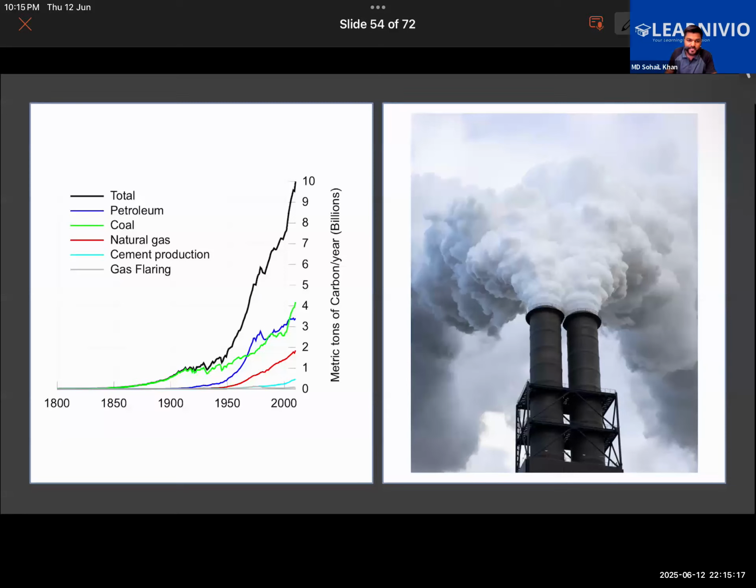Today the temperature of Delhi, for example, was around 49 or 50, maybe 51 degrees Celsius. That was the temperature of New Delhi today. So why has there been a rise in temperature all around the world? Obviously because of global warming, right?